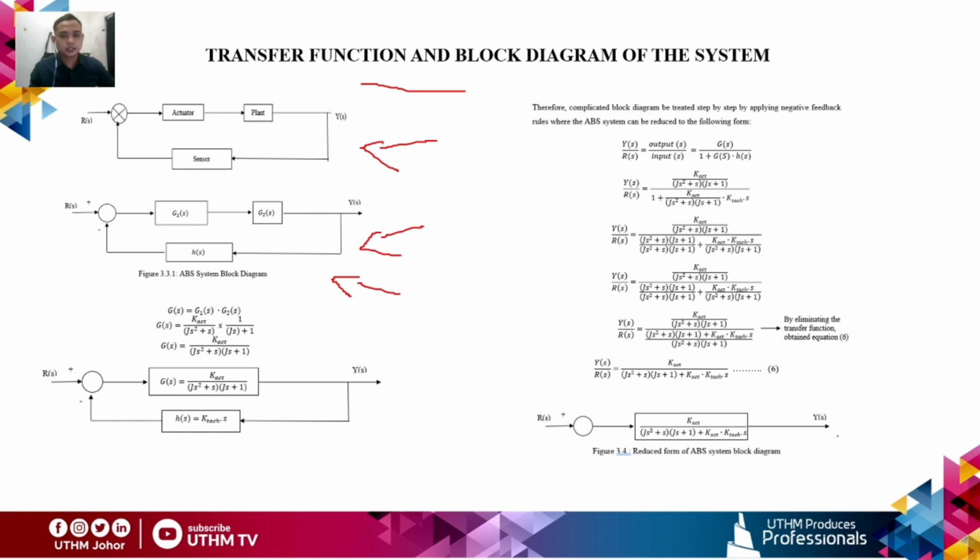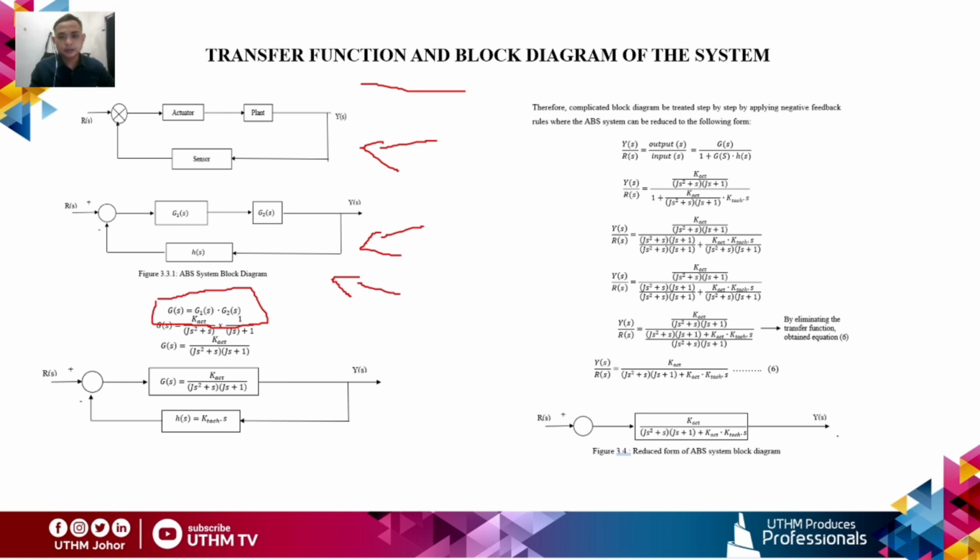There's a cascade block rule. Then we get the equation of the transfer function, which is K over Js squared plus s times (Js plus ...) plus 1. So there's a feedback here, which is the sensor K' times s.